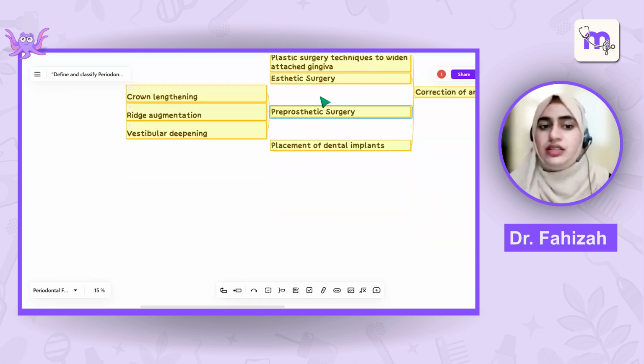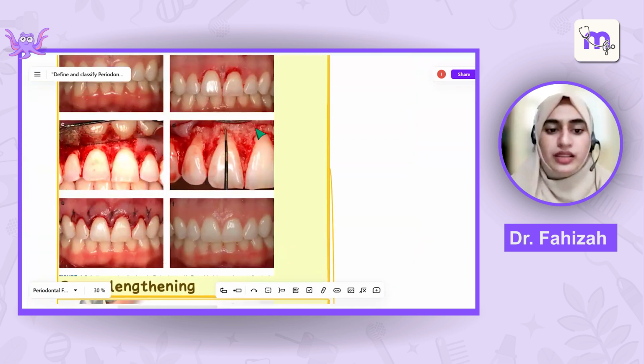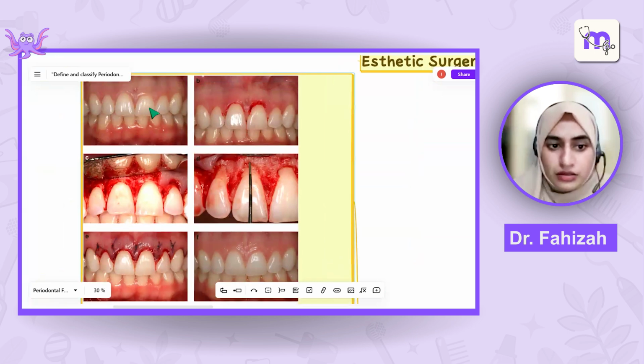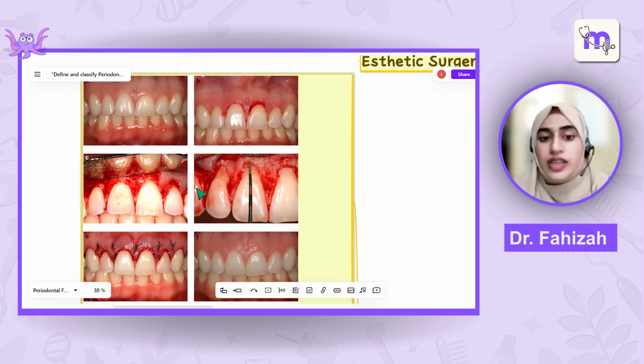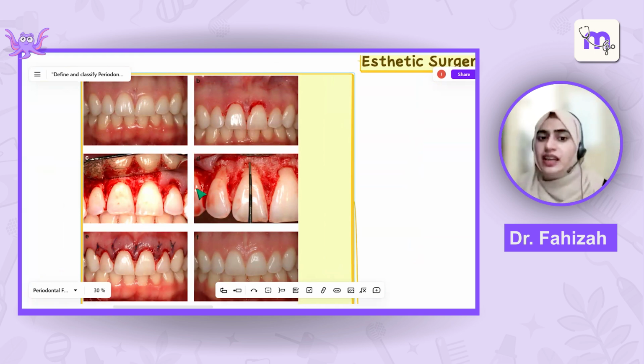Then pre-prosthetic surgery. In pre-prosthetic surgery, we know crown lengthening. Here you can see the difference. There is a difference in the zenith of these incisors. So that's when you open the flap. But the problem in crown lengthening is, you may say, why? We can just probably do a small cut and just lengthen it.